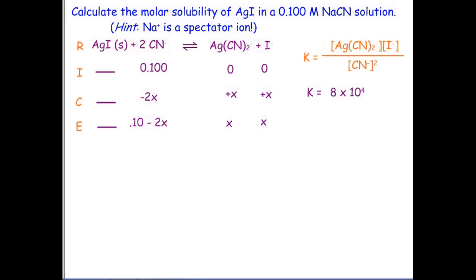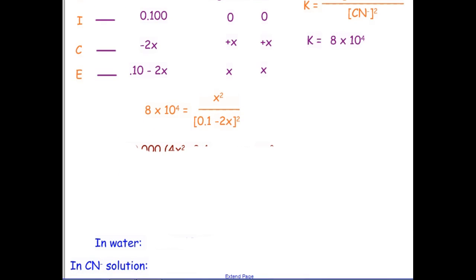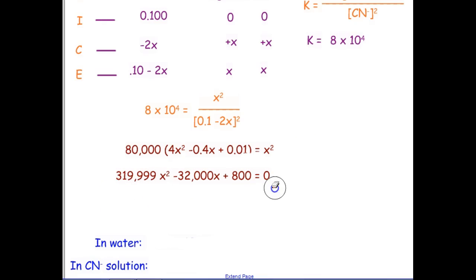So hopefully yours looks like mine does. I have 0.1 molar cyanide, and there's two of them, so it's minus 2x, and the complex ion and the iodide ions start off as 0, so those end up as x. Now, I'm not going to make you go through all the algebra, because we end up with 80,000 is x squared over (0.1 minus 2x) squared. And you certainly don't need to write down solving the quadratic, but we end up with x is 0.05. Remember, x is the molar solubility.